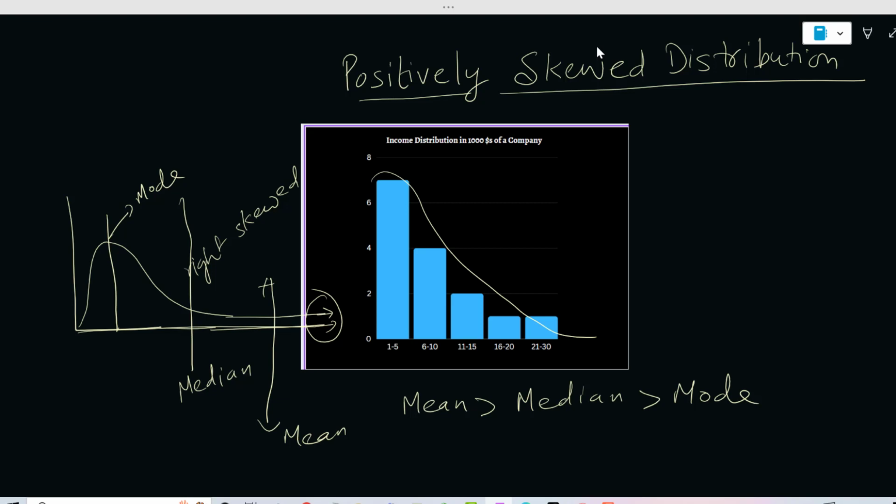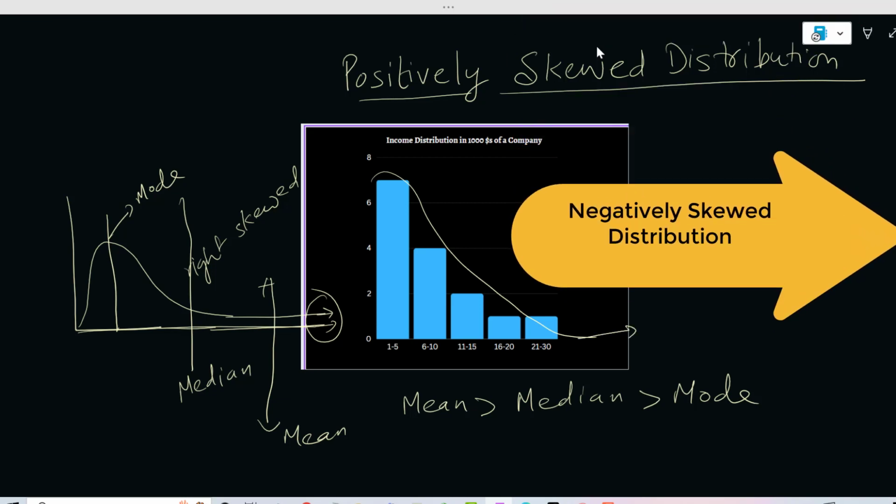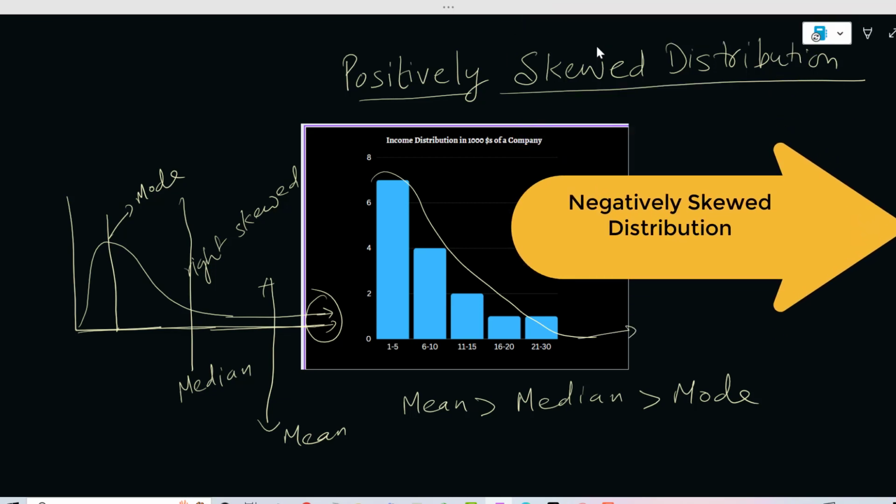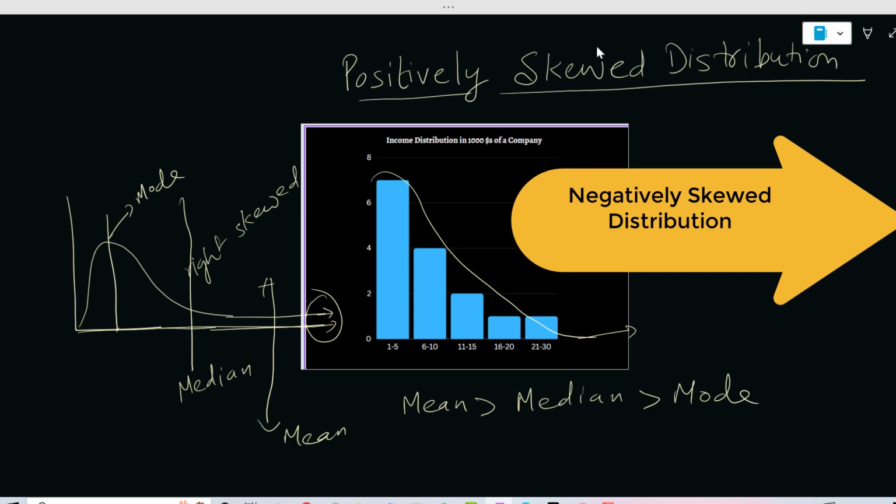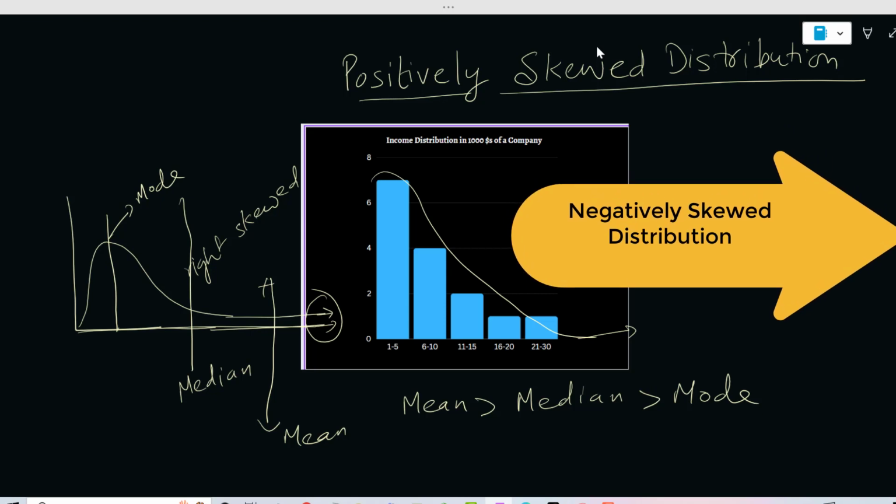And spreadability, we have already talked about that: data spreads in this direction with outliers residing on this side. This was about positively skewed distribution. Let's talk about negatively skewed distribution.